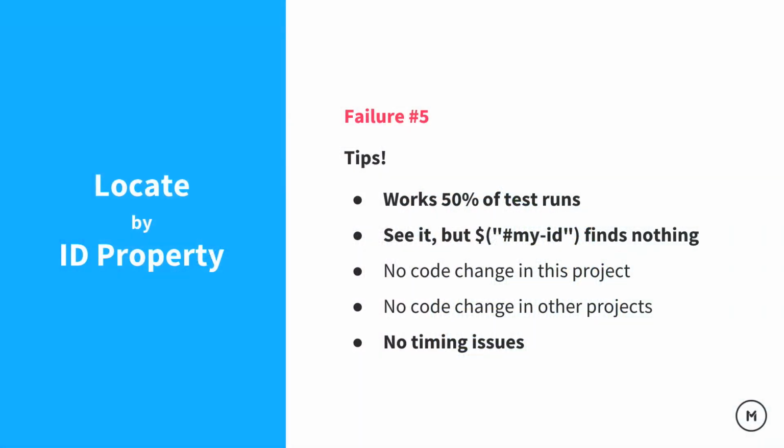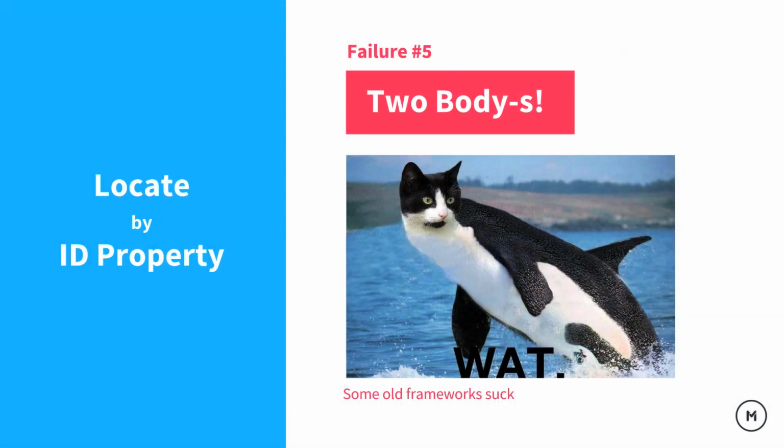The last thing, the weirdest thing I ever saw, was that it worked about 50% of the time. 50% of the time you found something, 50% you didn't find anything. It took me a while to understand what happened. They literally had two bodies in the HTML. Apparently browsers don't enforce that, and some frameworks back then literally gave you two bodies in random order. So when you search, it takes the first body and uses that one. So sometimes it works, sometimes it didn't.